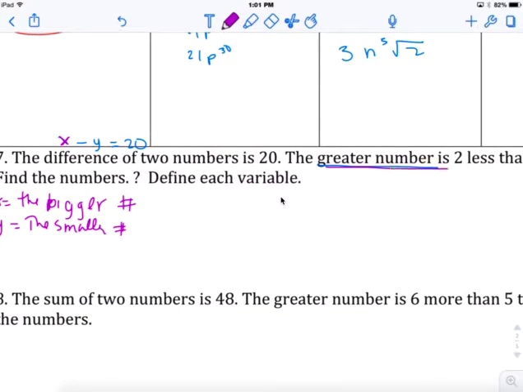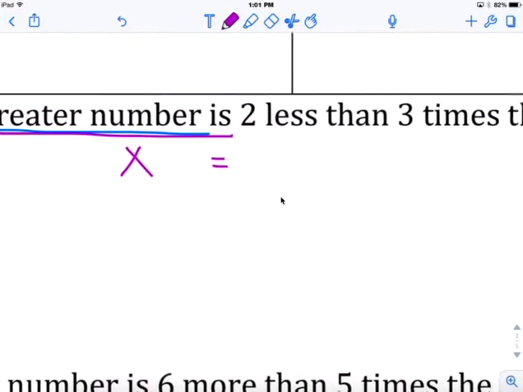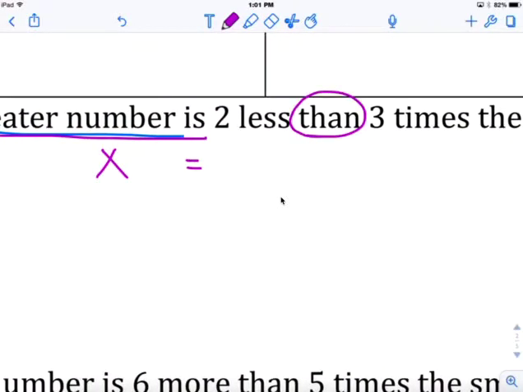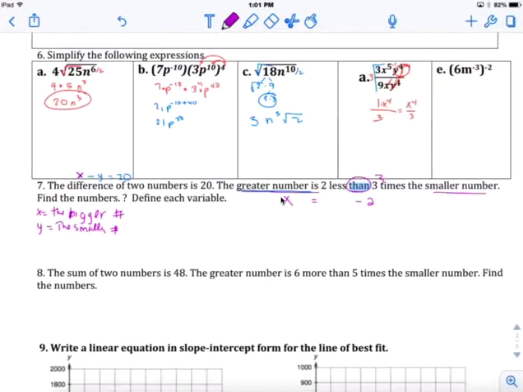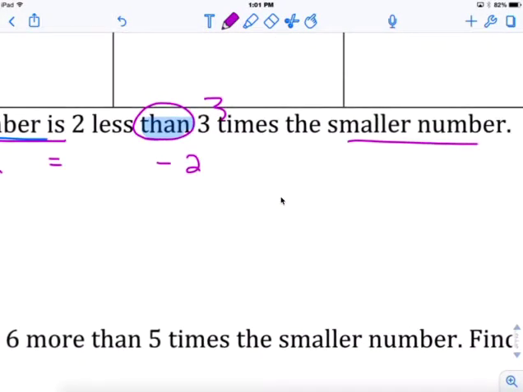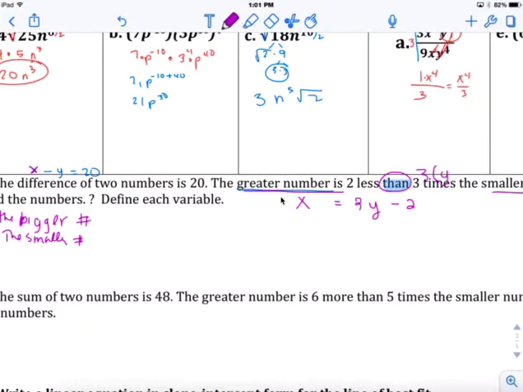Okay, x is the greater number, y is the smaller number. The greater number is x equals 2 less than. You need a flip for then, so that's a minus 2. If it's added, it doesn't matter, but when it's subtracted, you have to put a minus 2. Just remember to flip any time you see then, to be safe. 3 times the smaller number, the smaller number is letter y. 3 times y, so 3y.